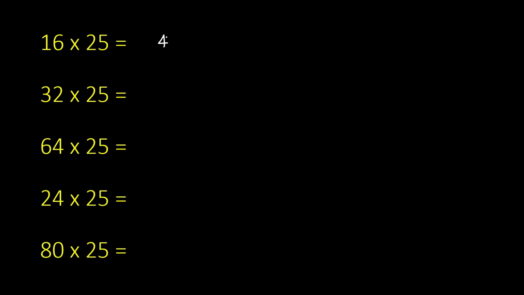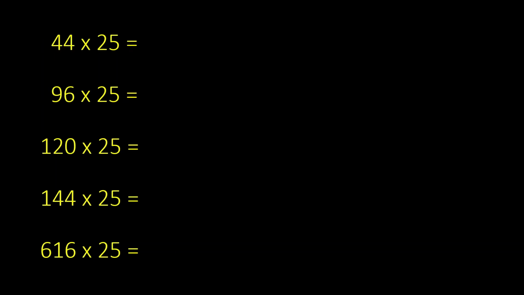32 is also divisible by 4. When you divide 32 by 4, you will get 8. The answer is 800. 64 when divided by 4 will get 16, and adding two zeros at the end, it will become 1600. 24 when divided by 4 will get 6, so it is 600. 80 when divided by 4 will get 20, and writing two zeros at the end will become 2000.